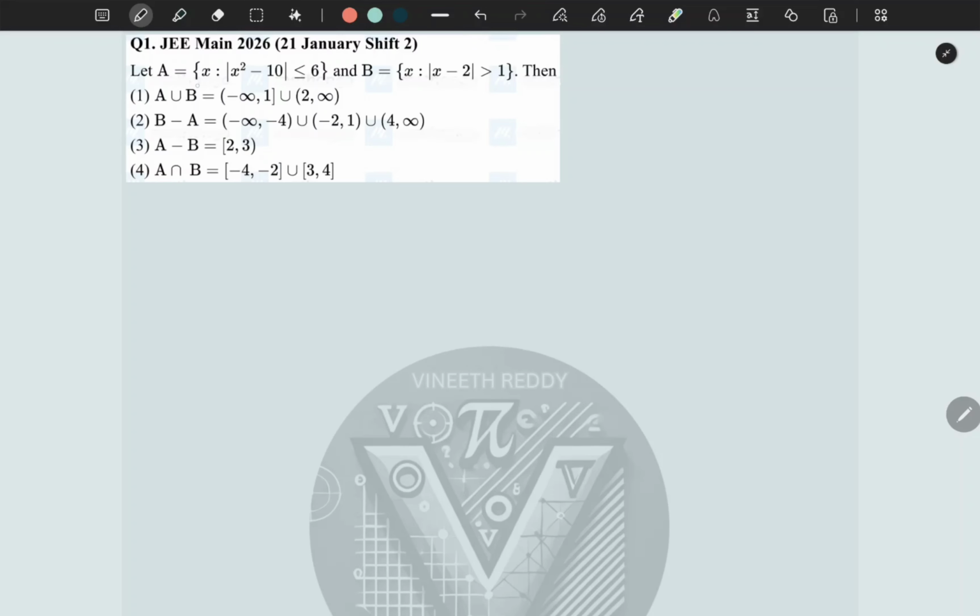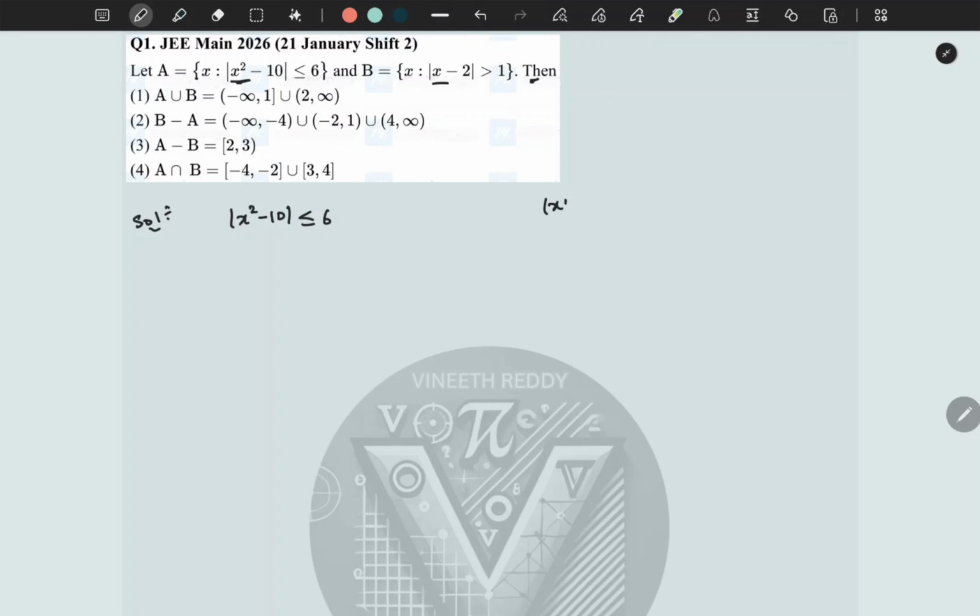Now the first question is based on the modulus function, and they are asking which of option 1, 2, 3 or 4 is correct. So I think we have to solve for A and B first, because all the options are focusing on A and B. Set A says mod of x square minus 10 is less than or equal to 6.